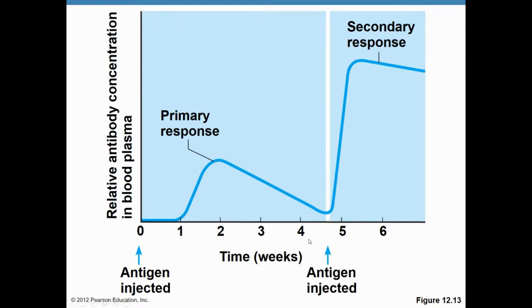Now, if you encounter that same antigen again, this can be weeks or years or months. If you encounter the same antigen a second time, instead of having a 1-week delay, it's like a 1-day delay. Those memory cells are going to kick into action and start churning out antibodies. So we get much more antibodies. They're much more effective at binding to the antigen, and their levels stay higher for weeks, not just a couple of days. They stay super high for weeks.